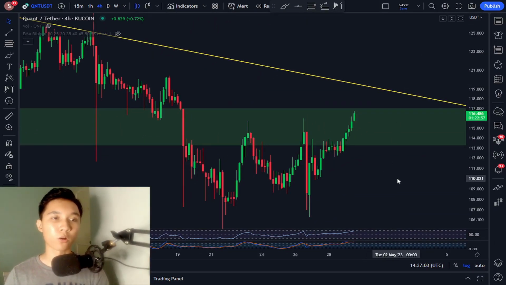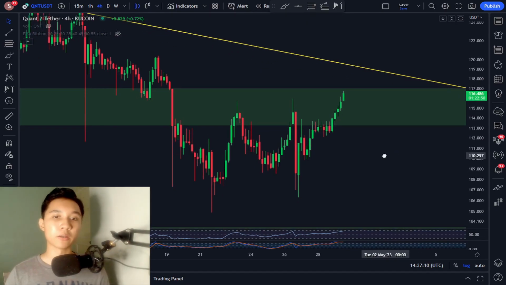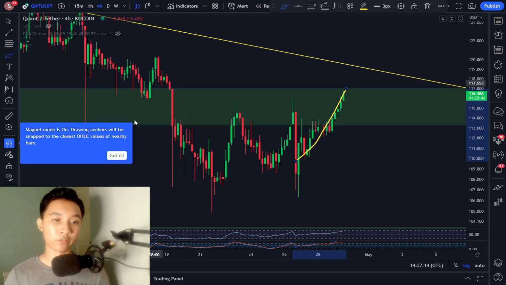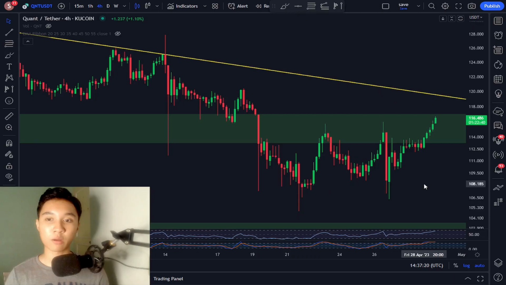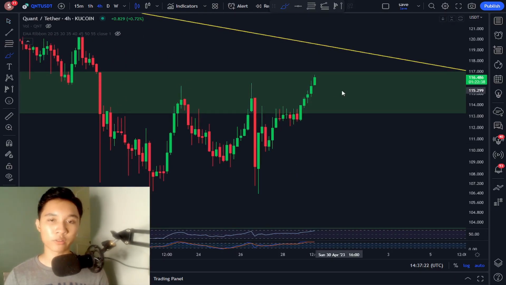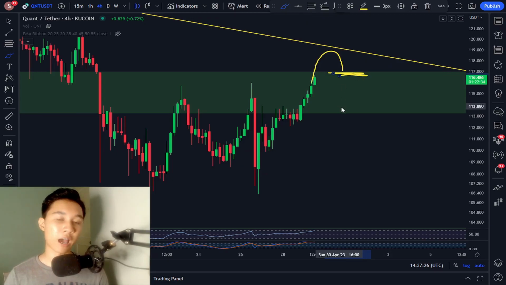So right now we are in the 4-hourly time frame for the Quant price, and currently the Quant price is having a recovery or a pump that's bringing us back above this resistance right here. This was previous support, now flipped to resistance in the 4-hourly time frame, and currently we are about to break above resistance right here and flip it to support in the future. Looks like it's gonna happen.